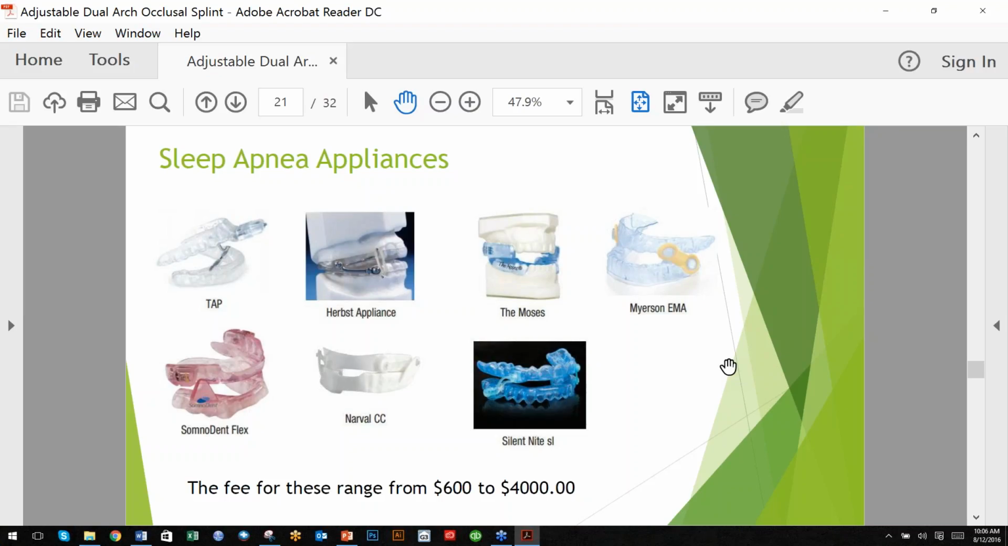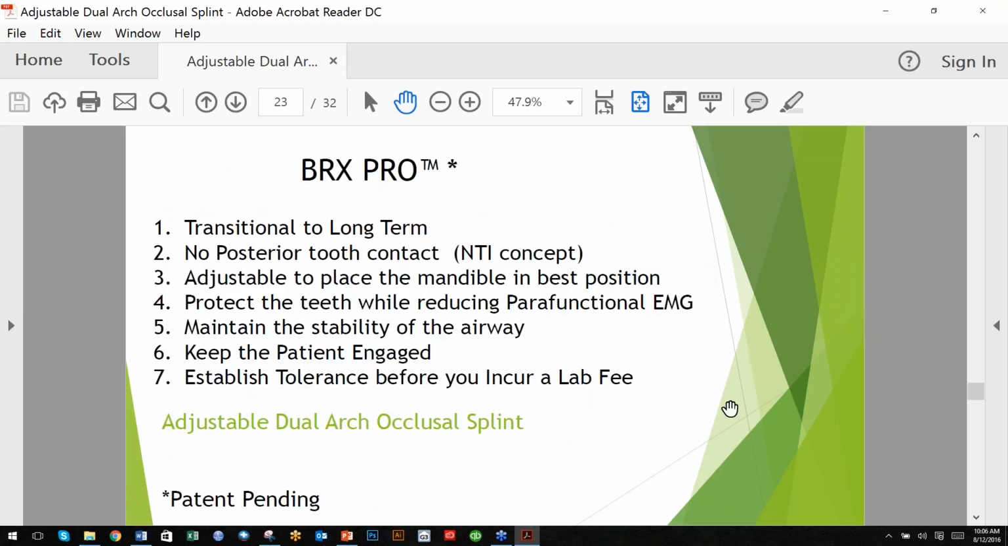Okay, you have to keep the patient engaged the whole time, and that has to do with any therapy of any chronic condition. CPAP, again, sleep apnea being one of them. The BRX Pro, transitional to long-term. That is, in the morning, if you did your home sleep study, say, wear this, let's get you used to wearing an appliance. If you've received a referral, take an impression for your sleep apnea appliance, send it off to the lab, give them a BRX Pro. Again, I'm in sales mode.